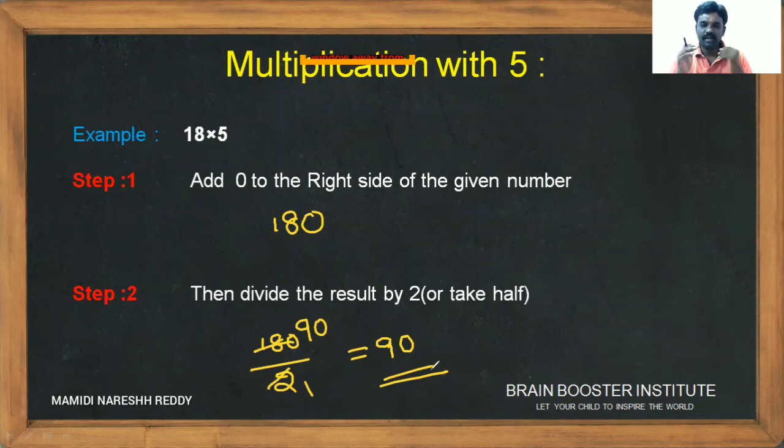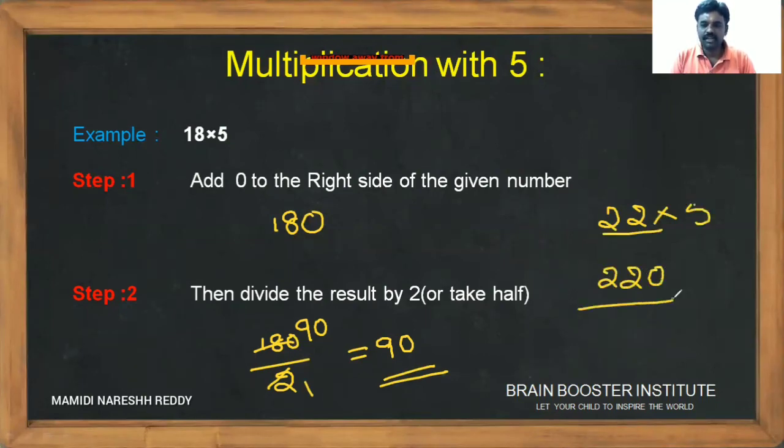Like that we can multiply easily. Another example, I am taking 22 fives. It's simple. Just add 0 and just take half of it, 110. 110 is nothing but the product of 22 into 5. Within a second, we can multiply this.